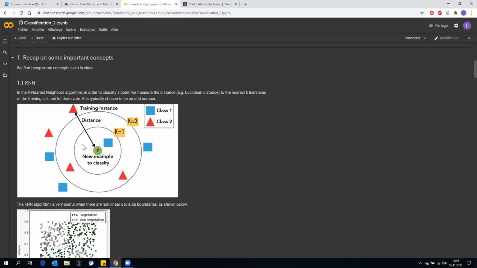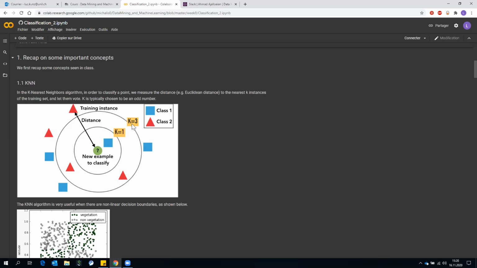So KNN, what is KNN? This is very easy. You have your training instances. And if you want to classify a new example, you take the K nearest instances and you let them vote. For instance, if K equals 1, you take this one, so you classify it as class 1, square. And if K equals 3, you take the 3 nearest. K is the only parameter you have to set. You take the 3 nearest, and then you let them vote. So 2 versus 1, you assign it to class 2 in this case.